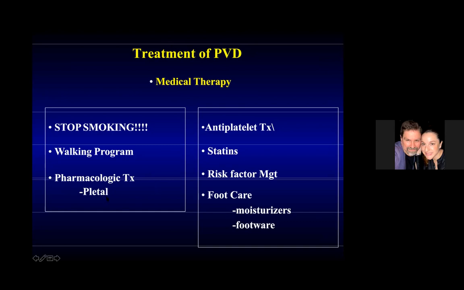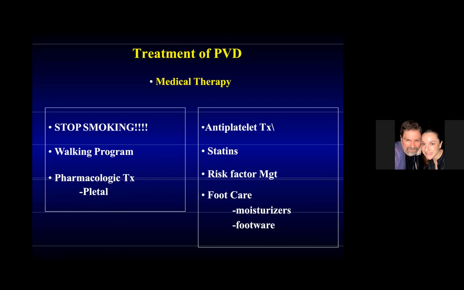Pharmacological therapy can also be instituted by the use of Pletal. Pletal is also known as cilostazol. This is a phosphodiesterase inhibitor that you can use to stimulate increased blood flow in a patient with peripheral arterial occlusive disease. It's a great drug.